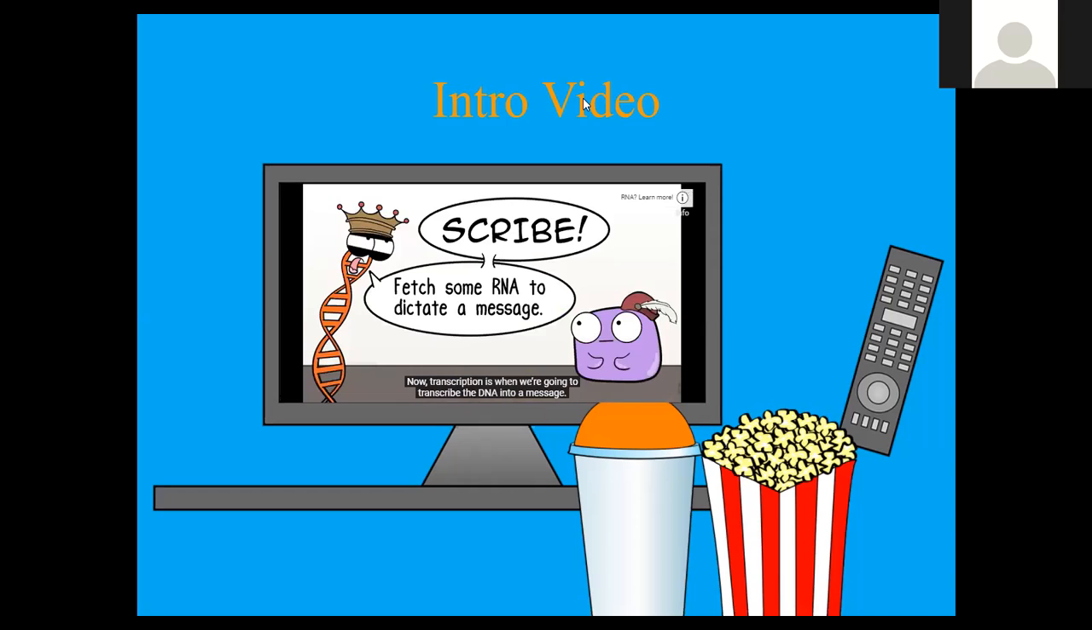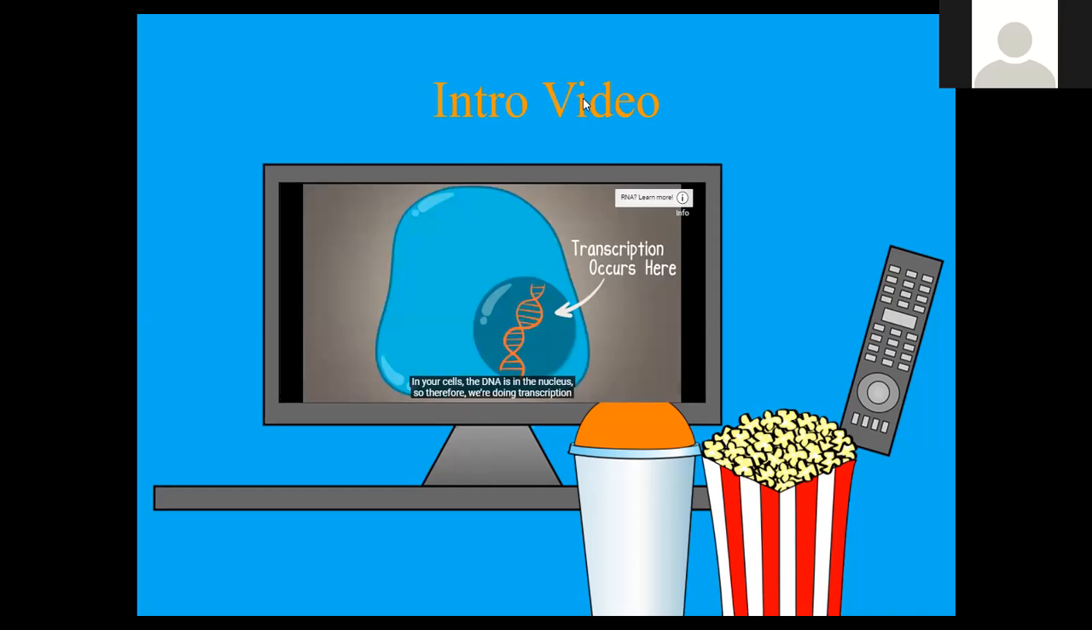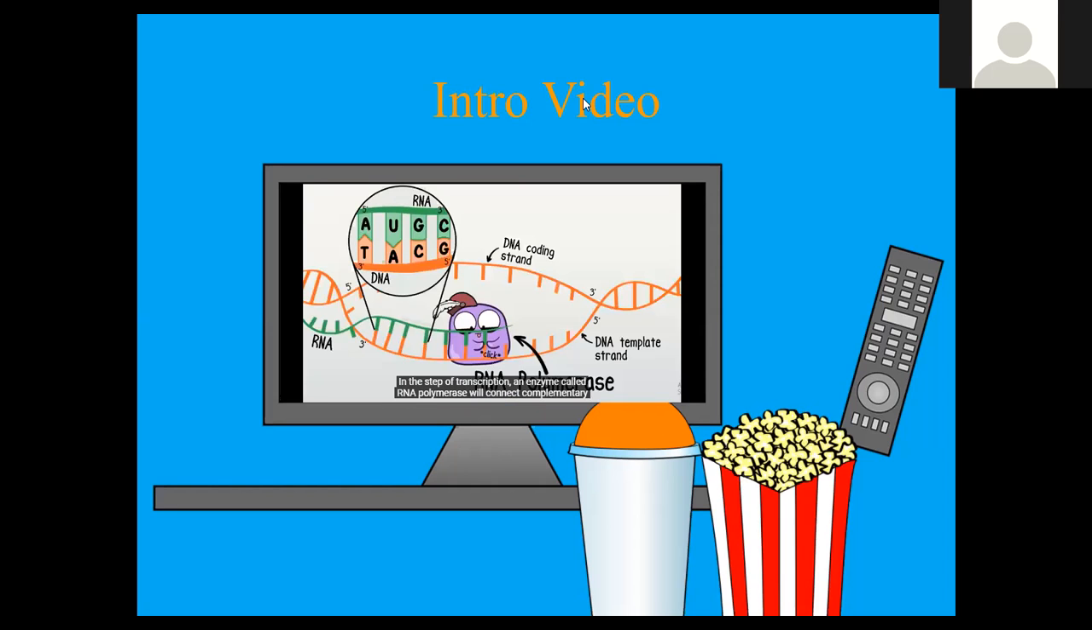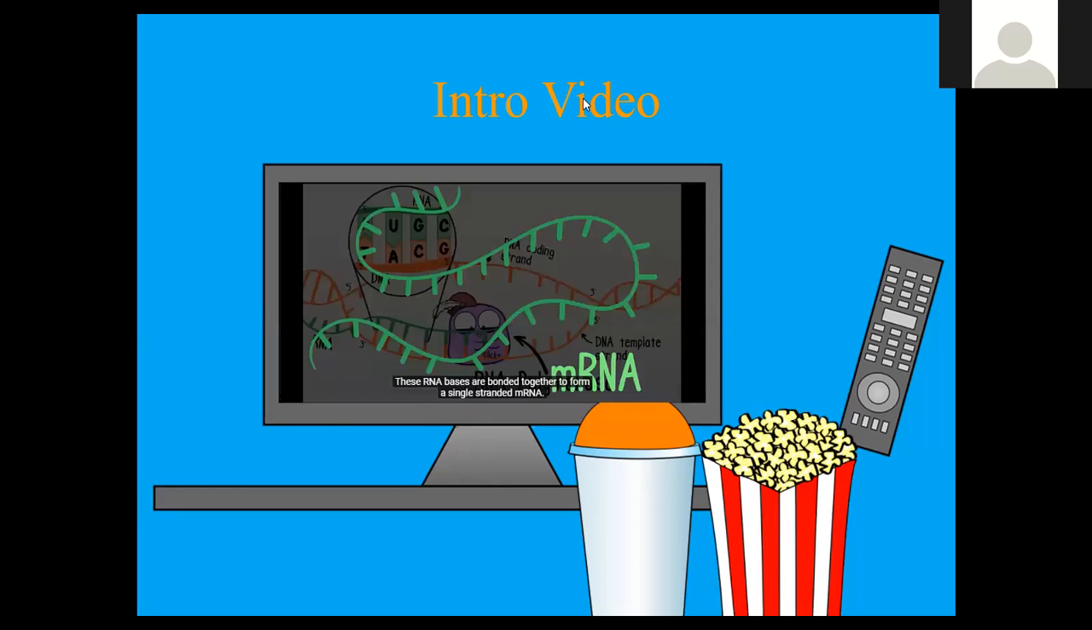Now, transcription is when we're going to transcribe the DNA into a message. In your cells, the DNA is in the nucleus, so therefore we're doing transcription in the nucleus. In the step of transcription, an enzyme called RNA polymerase will connect complementary RNA bases to the DNA. These RNA bases are bonded together to form a single-stranded mRNA. The M in mRNA stands for messenger.